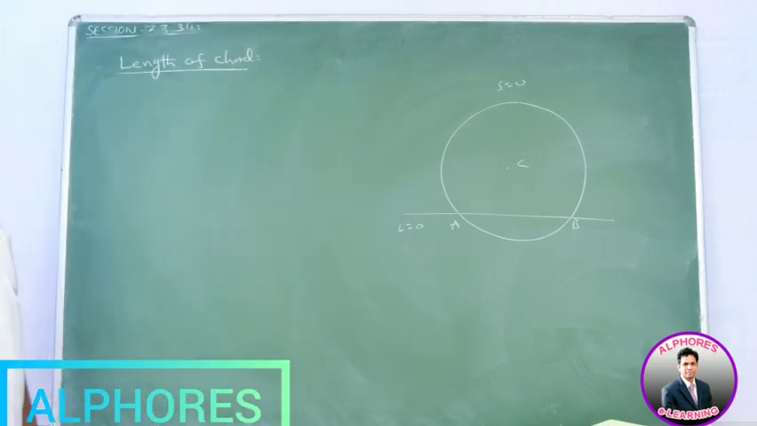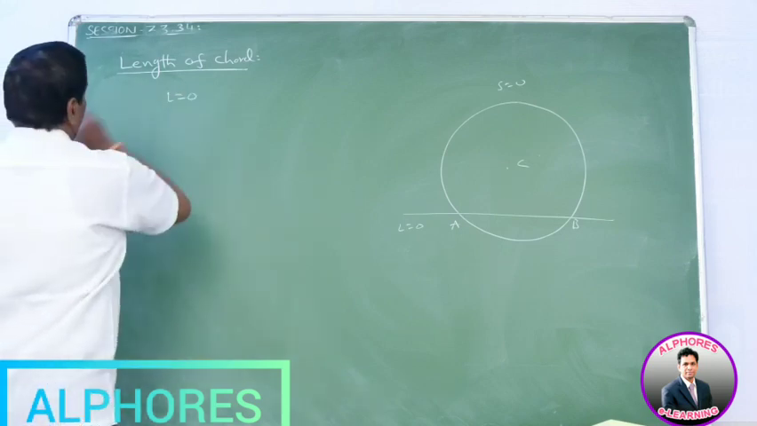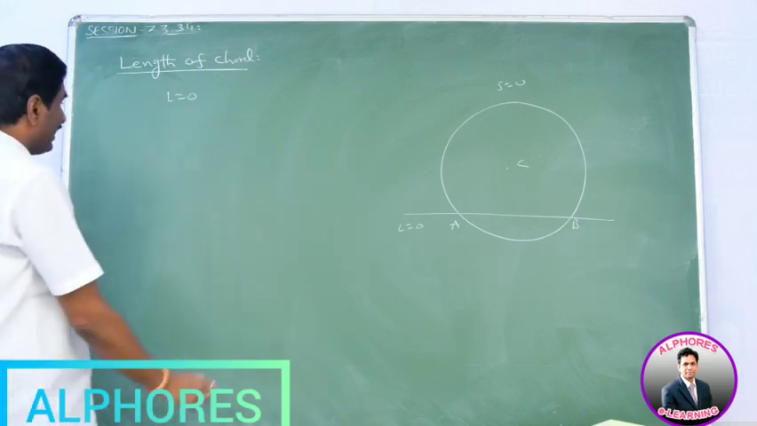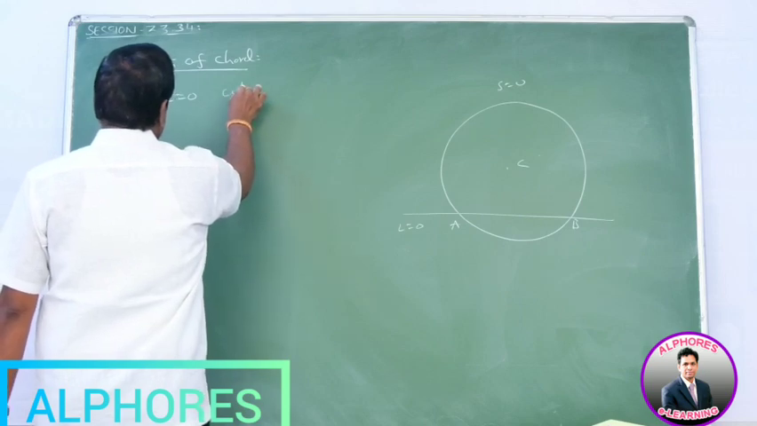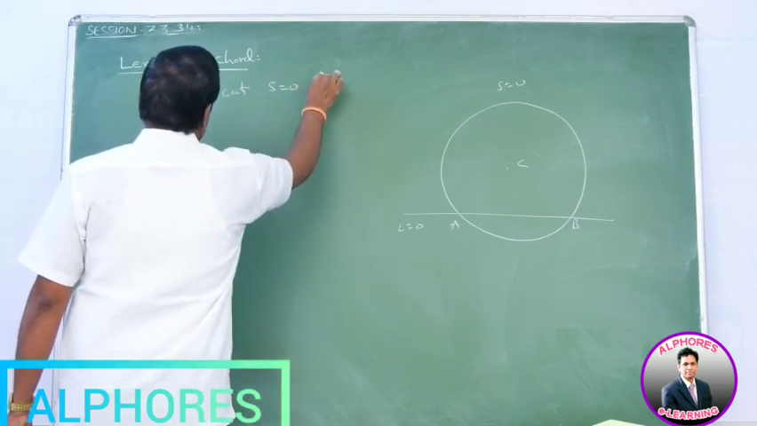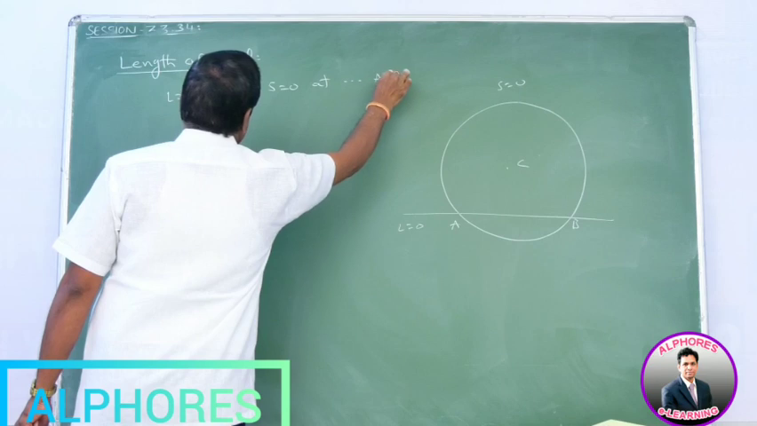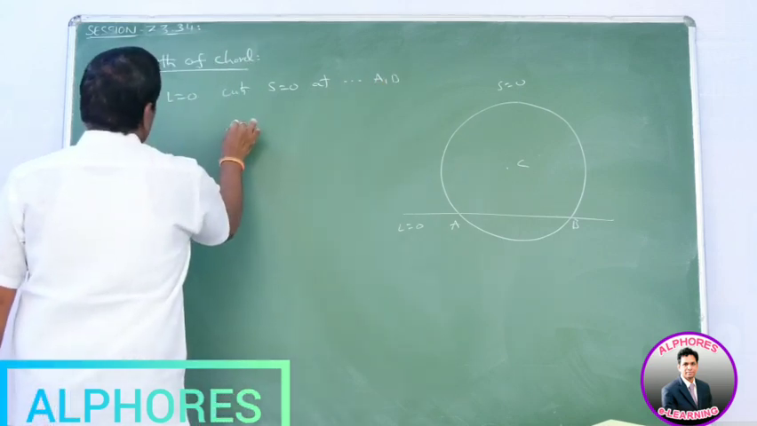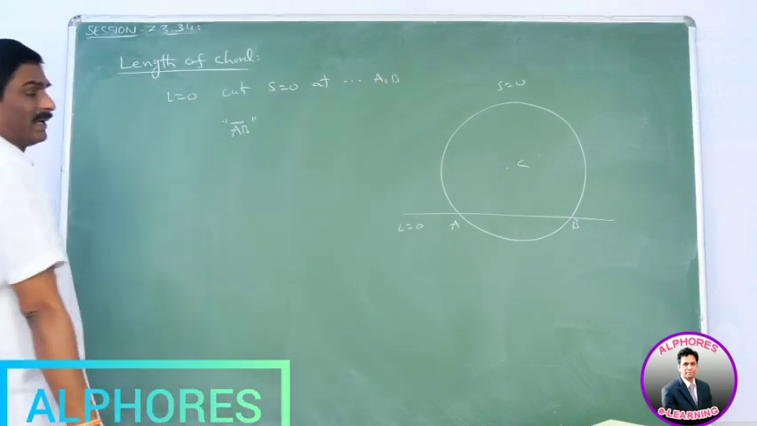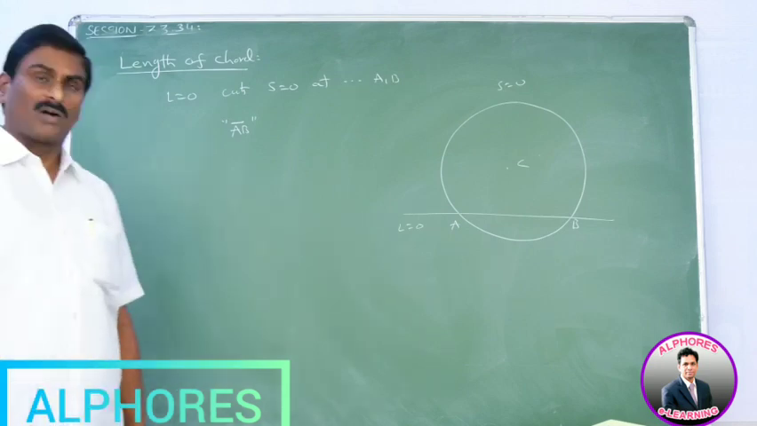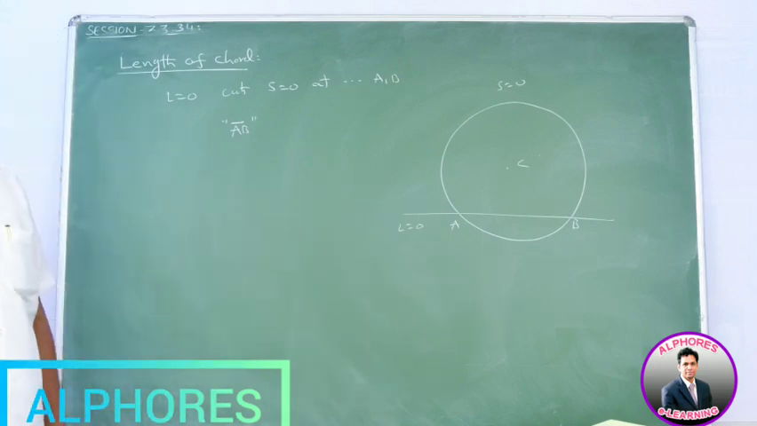Please note this point. If the line L = 0 cuts the circle S = 0 at two different points A, B, then AB is said to be the length of the chord. Length of the chord. First point.